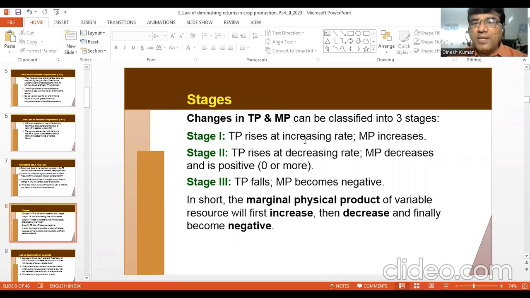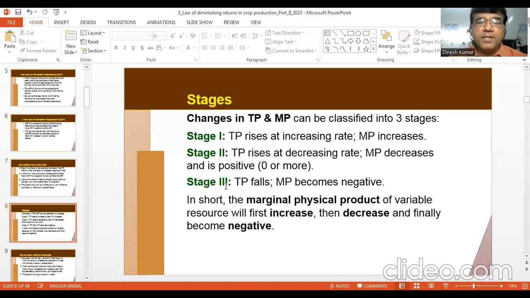So here you can very clearly understand the law of variable proportion. In the first stage, TP is rising, and the proportion of output is different here. In stage 2, the proportion of output, that is the marginal return, is different. And in the third case also the proportion is different. Therefore, you can also call it the law of variable proportions, the proportion of output. In short, the marginal physical product of a variable resource will first increase, then decrease, and finally become negative.